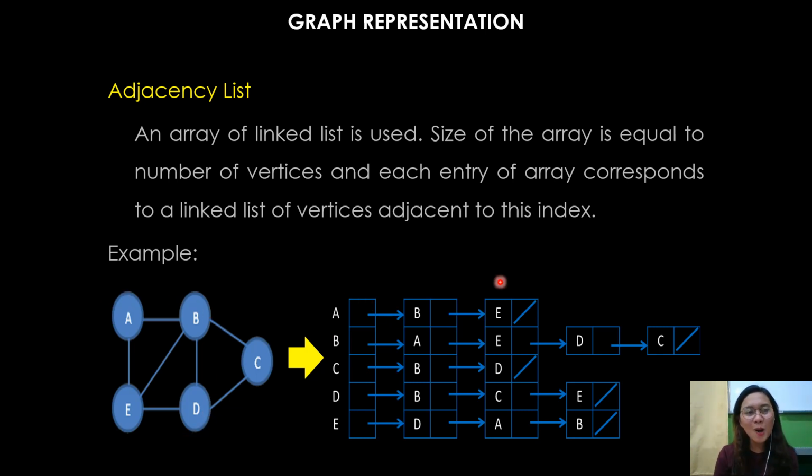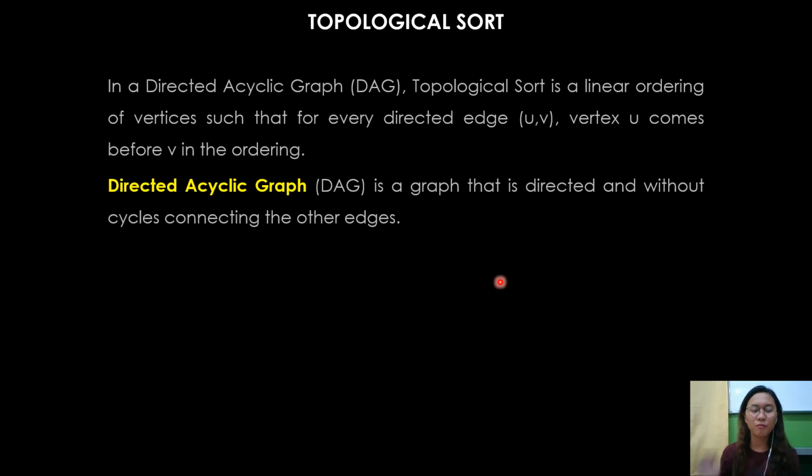And now, we're going to discuss topological sort. So in a directed acyclic graph, or DAG, topological sort is a linear ordering of vertices such that for every directed edge u, v, vertex u comes before v in the ordering.